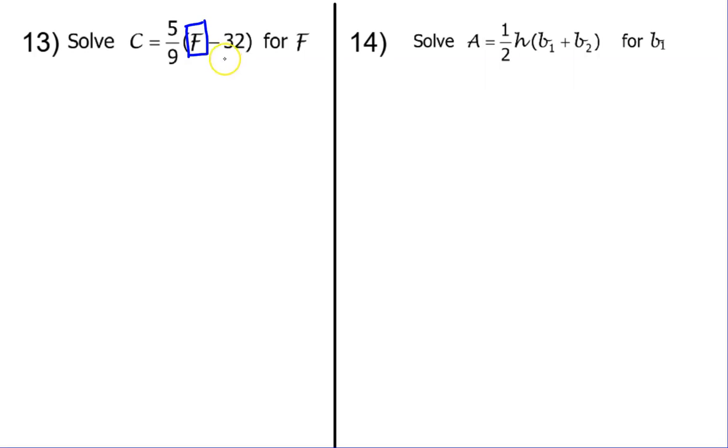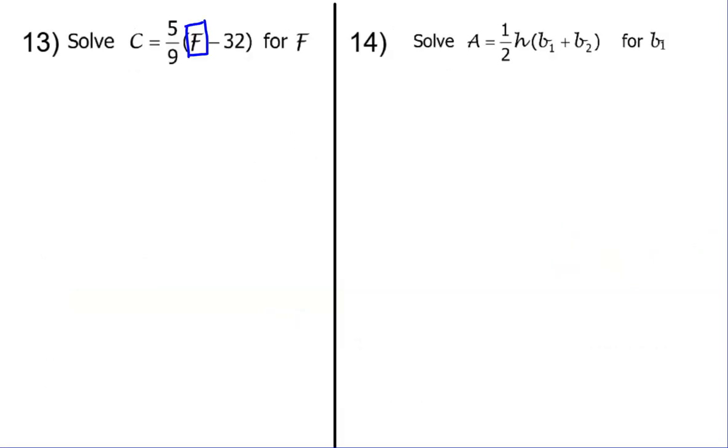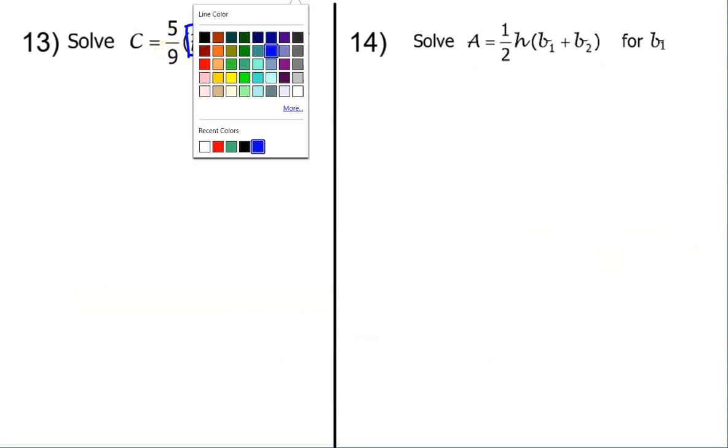Now you might want to add 32 first, but where is that 32? It's inside the parentheses. That's actually going to be the last thing I have to deal with. Look at that. Parentheses is going to be last now. So what I'm going to do is deal with this 5 over 9. Okay?